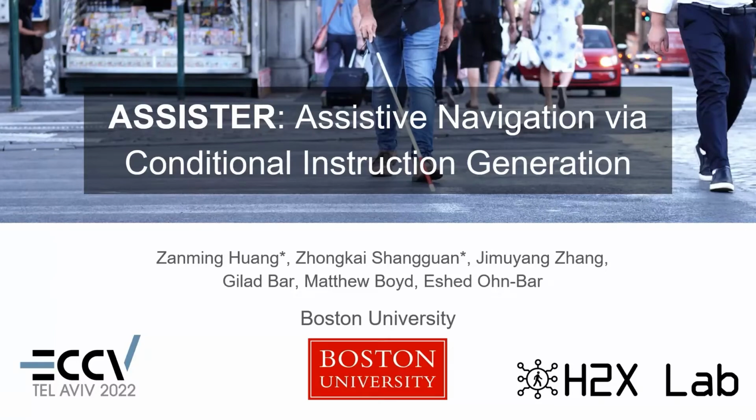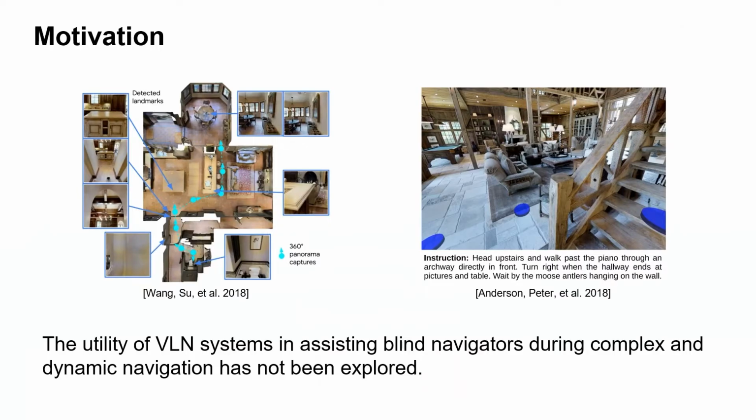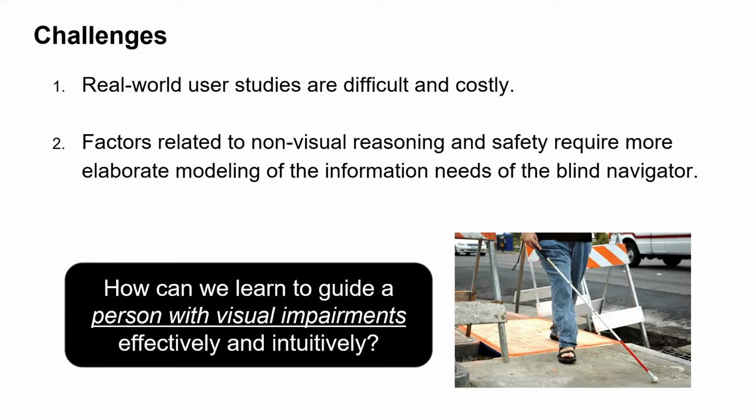In this video, we introduce our work, Assistive Navigation via Conditional Instruction Generation. Current embodied vision and language navigation systems are mostly studied in static indoor conditions. The utility of vision and language navigation systems in assisting blind navigators during complex and dynamic navigation has not been explored. There are two key challenges hindering the development of learning-based assistive navigation systems.